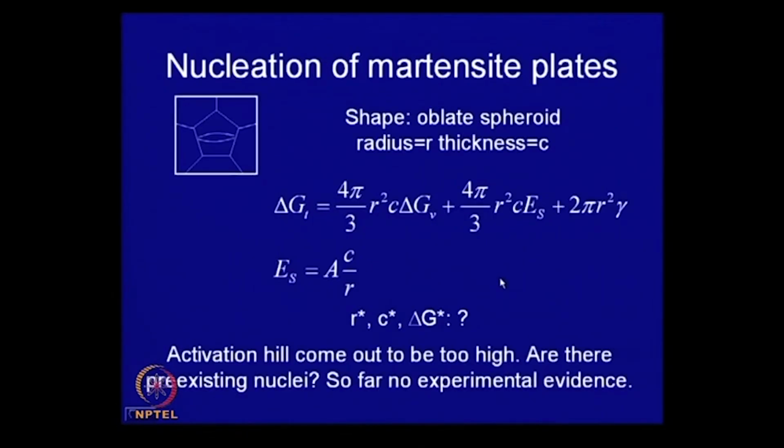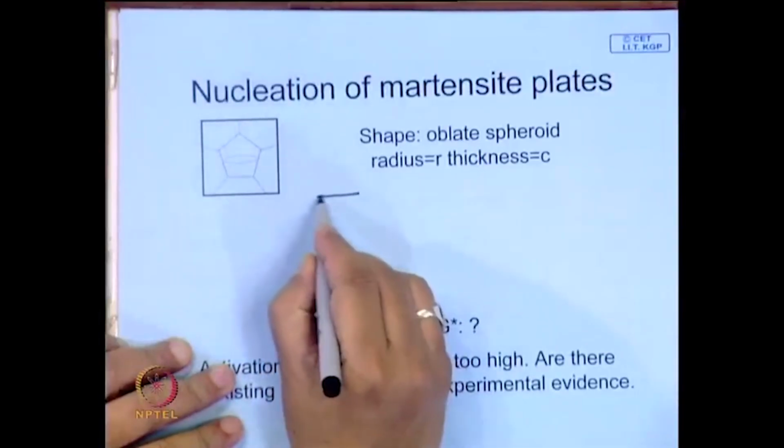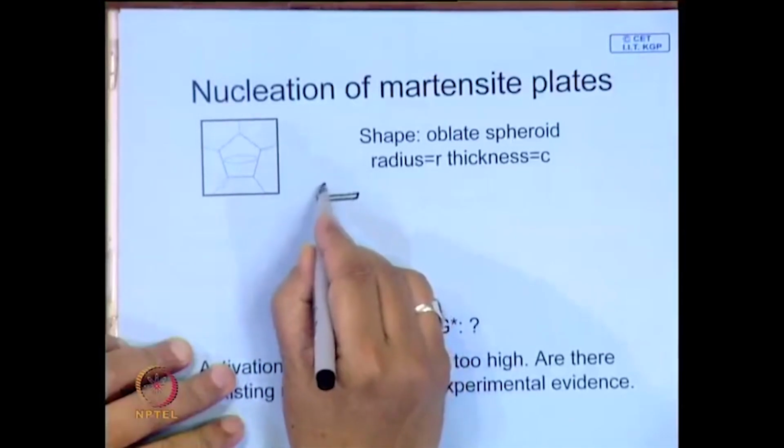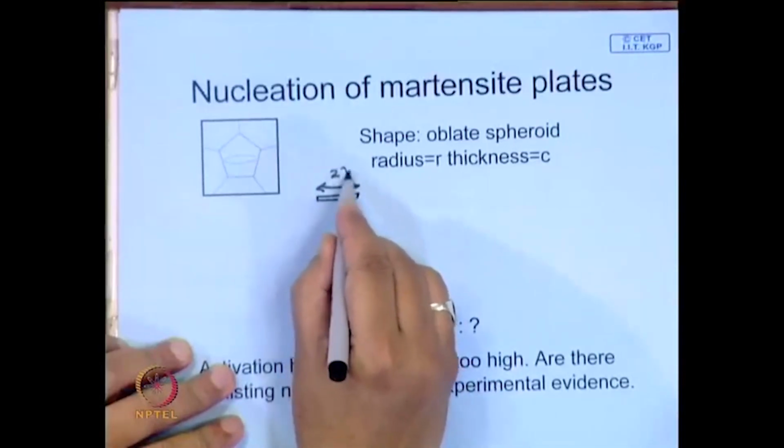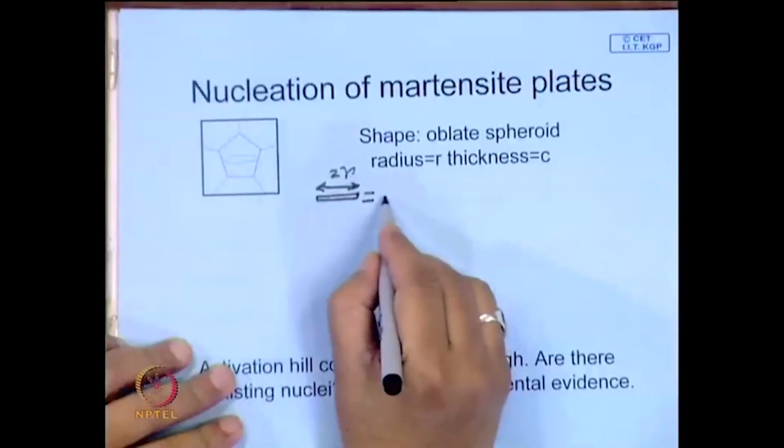Now, here you can try and apply exactly the same concept of the nucleation process. You can assume the shape of the nucleus of a martensite plate to be an oblate spheroid. It has a radius r and thickness c. Something like a thin plate, like this. So this diameter is twice r, and the plate thickness is c. This is the plate thickness.